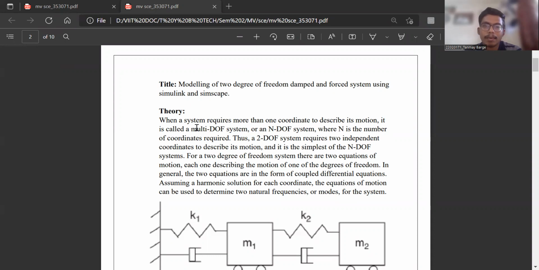Today I am going to teach how to model a 2 degree of freedom damped and forced system using Simulink and Simscape. So let us understand the basic theory related to it.